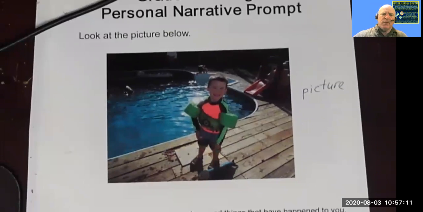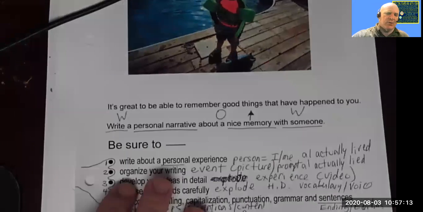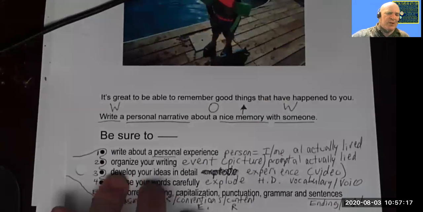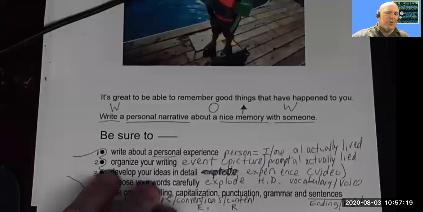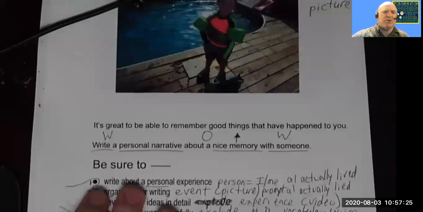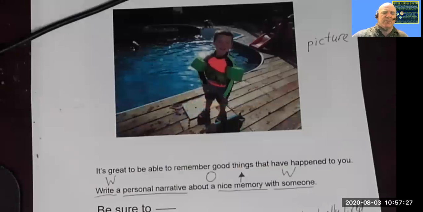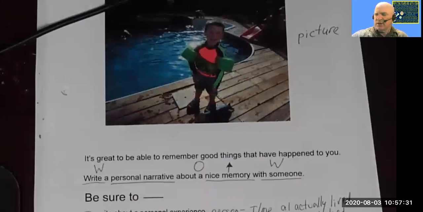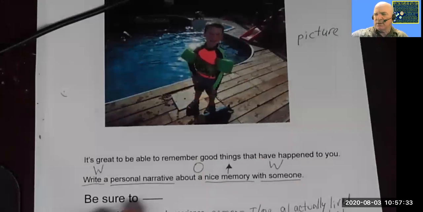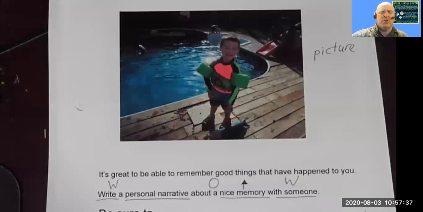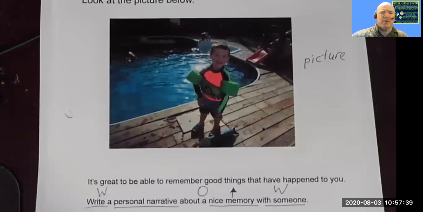So just like expository, there's a be sure to section at the bottom, which is basically the student scoring guide for personal narratives. And before I get into the one that we're going to use today, I just want to show you some of the other prompts and pictures that will come in our little package deal that you're going to get as part of the webinar on Thursday.